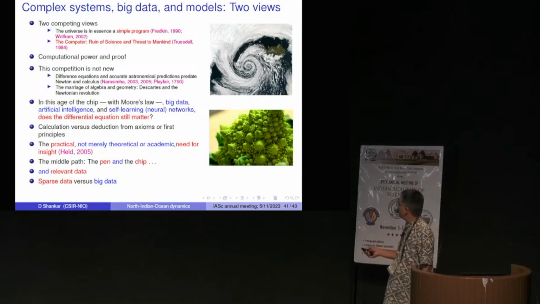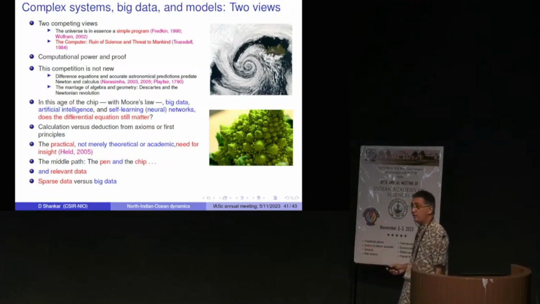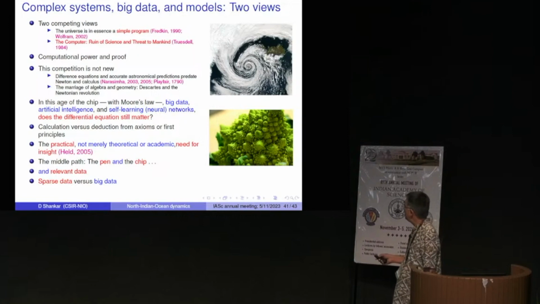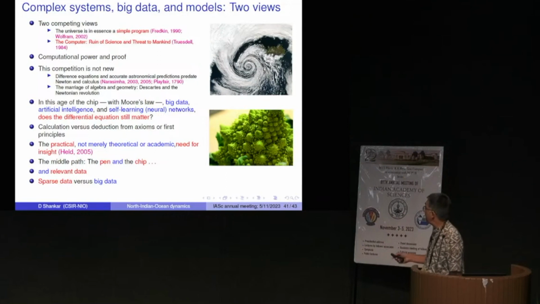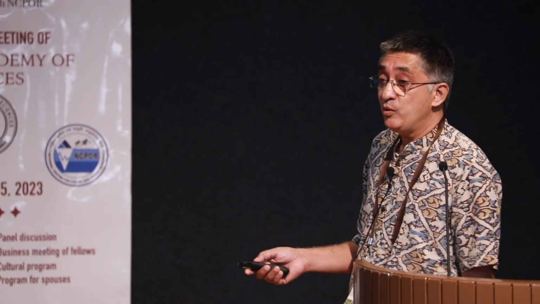But this competition is not new. In two articles in 2003 and 2005, Rohan Narasimha looked at the difference equations and accurate astronomical predictions that were made by Indian astronomers, and they astonished a Scottish mathematician called Playfair. He's the one who was taken aback by that. Till Newton and calculus, these predictions were far superior to anything in Europe. What they were doing is using difference equations. They were meeting every few decades, updating coefficients.